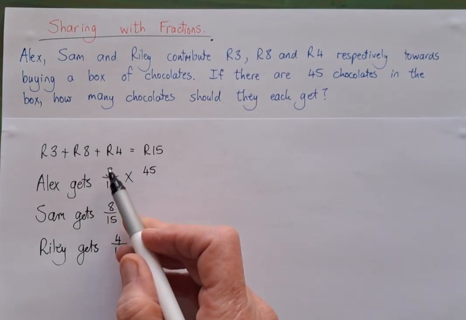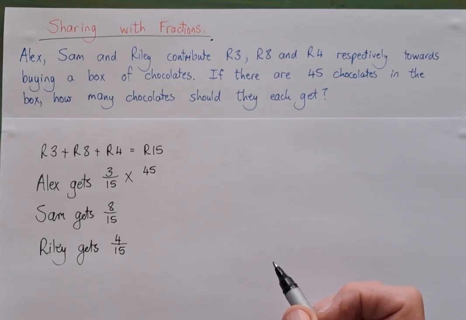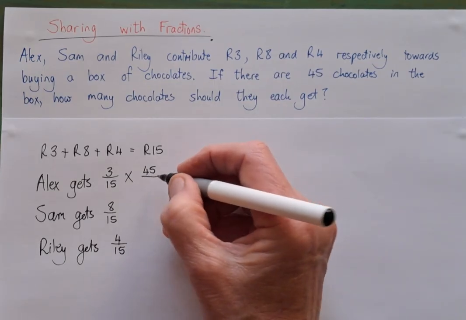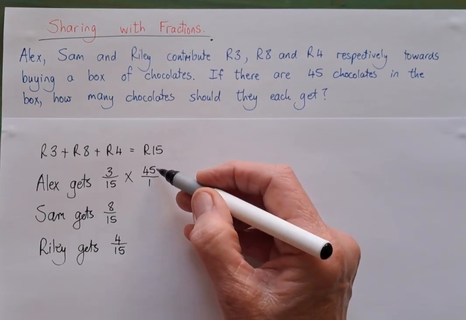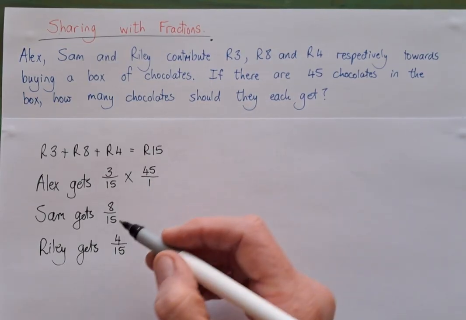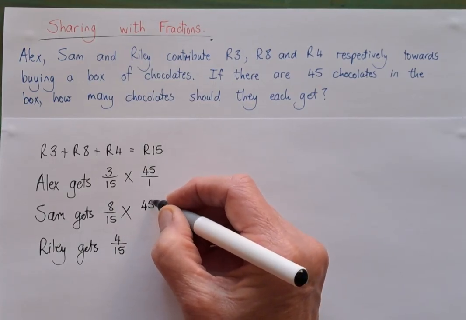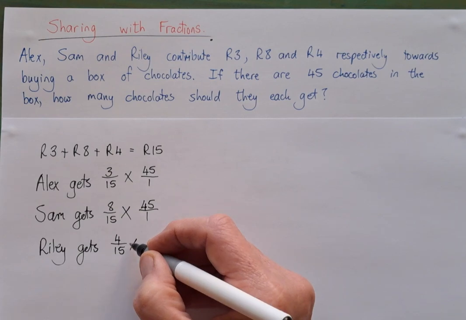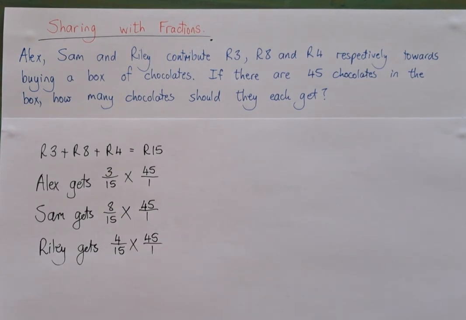And because this is starting to look so much like multiplication of fractions, which we've just done, I'm going to write the 45 over 1, just to solidify in my mind the fact that the 45 actually belongs to the numerator. He's going to get 8/15 of the 45 chocolates, and Riley's going to get 4/15 of the 45 chocolates. So once I've set that up, I'm just about home and dry. So if I look now at what's happening, it is multiplication of fractions.